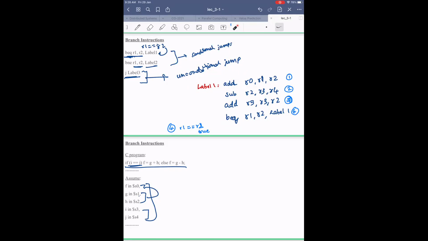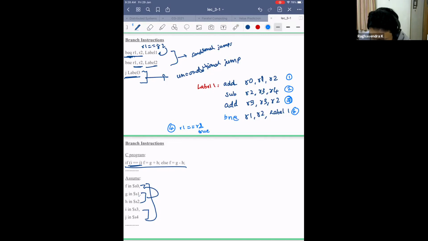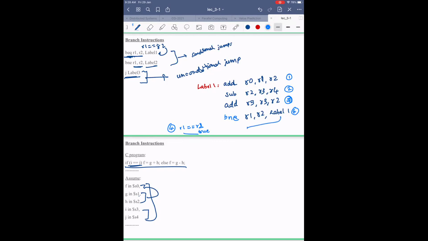And so BNE is just if it's not equal. BNE is just the other way around. If the values are not equal, then only it will jump. So let's say I had this as branch not equal to. Now the same condition holds true. Will it jump? Let's say R1 is equal to R2. Will it jump now? No, it won't, because it will come here, to this label 1, it will not jump. So the next instruction will be executed.